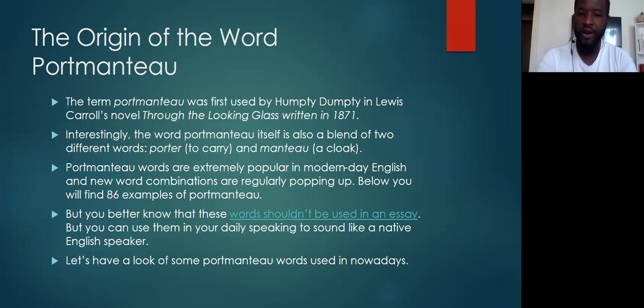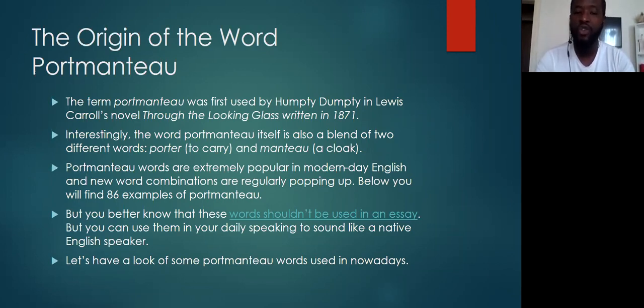So portmanteau words are extremely popular in modern day English, and new word combinations are regularly popping up. Below you will find 86 examples of portmanteau. Of course, we have more than that, but I will show you some of them, okay? But you better know that these words shouldn't be used in an essay. While writing a formal essay, you should not use these words.